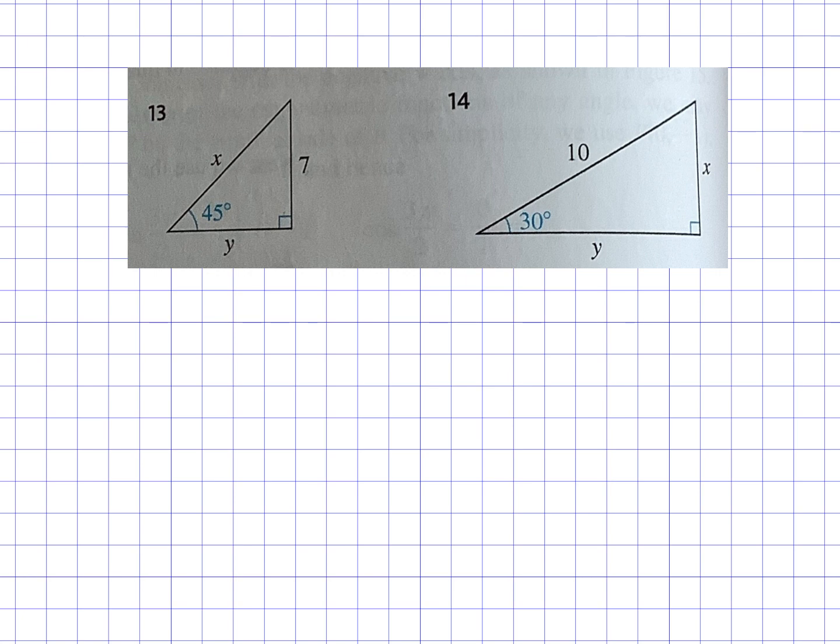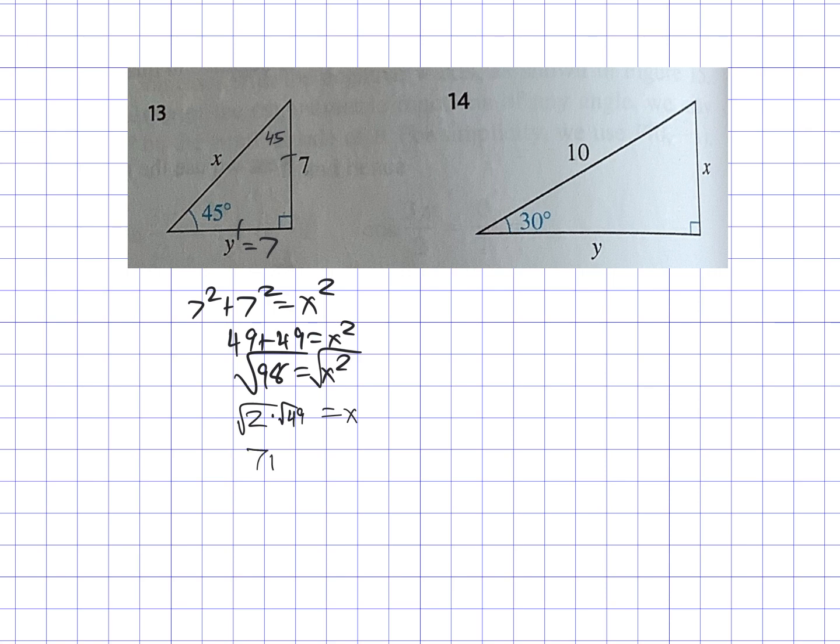Okay, same type of thing. 45 degrees means that this is 45, which means by the base angles theorem, y is 7. Okay, Pythagorean theorem, I can just do this quickly. 7 squared plus 7 squared equals x squared. 49 plus 49 equals x squared. You have 98 equals x squared. Take the square root. That's 2 times 49. So that's going to be 7 square root of 2. So x is 7 square root of 2 and y is 7.